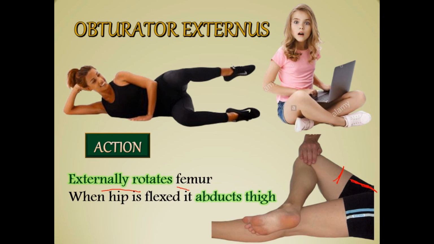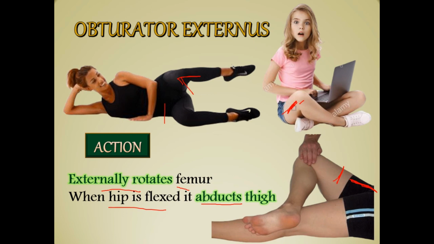Now the picture above is also external rotation, which is a normal position when we cross the leg or when we are sitting in such a posture. So this is the external rotation of the femur. It externally rotates the femur, plus when the hip is flexed it abducts the thigh. You can see in the picture above in black color, this is the abduction of the thigh when the knees are flexed.